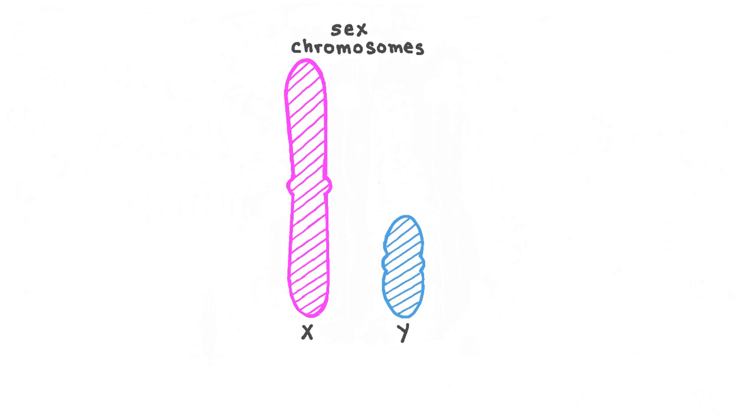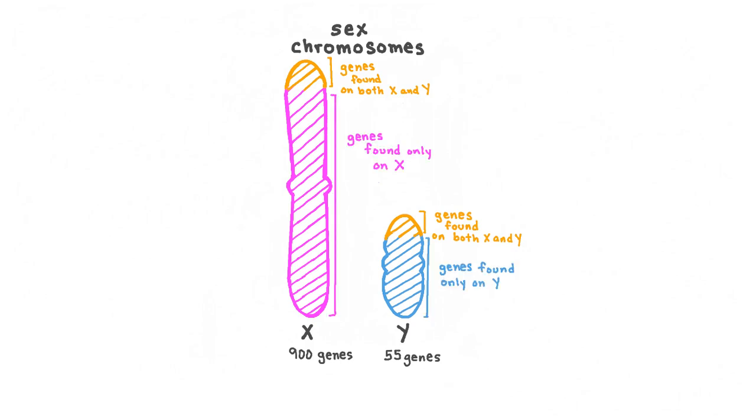As you can see here, the X and Y chromosomes are very different in size. The X chromosome is about 3 times as large as the Y chromosome, with the X chromosome carrying about 900 genes, while the Y chromosome only carries about 55 genes. Aside from determining the biological sex of an individual, the sex chromosomes also carry other genes. While some of these genes are common to both X and Y chromosomes, most of the genes are different.